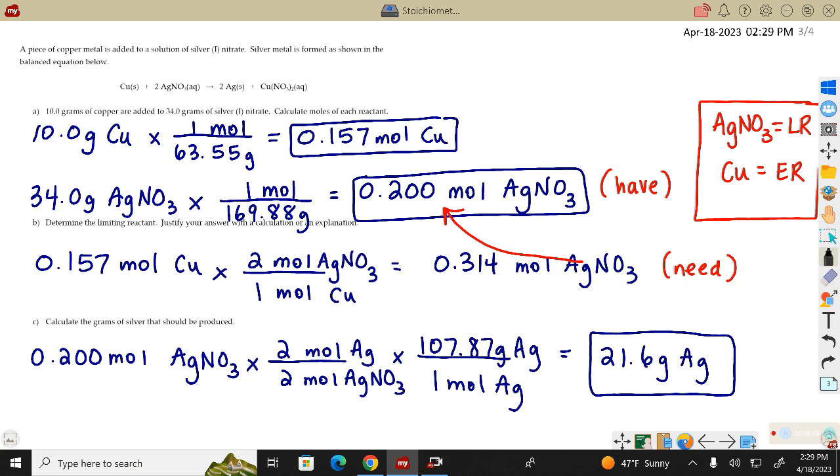Make sure you have your molar mass correct. I can just add those molar masses off my periodic table. So for example, that 169.88, that's silver plus nitrogen plus 3 times the mass of oxygen.